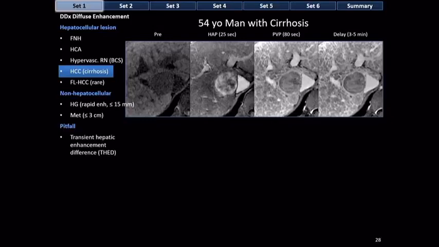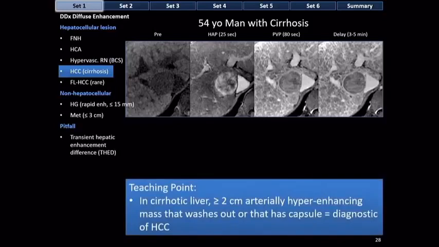Notice that in the arterial phase, it has diffuse enhancement, somewhat heterogeneous, but diffuse. The lesion washes out to become darker than the background liver in the portal venous phase and the delayed. And notice that there's a rim of smooth hyperenhancement on the portal venous and delayed phase corresponding to a so-called capsule appearance. So what's the teaching point here?